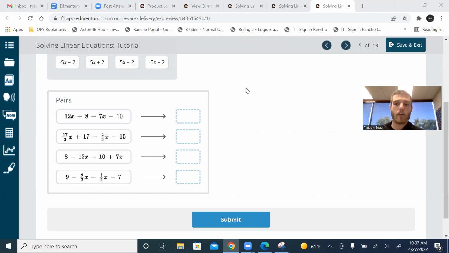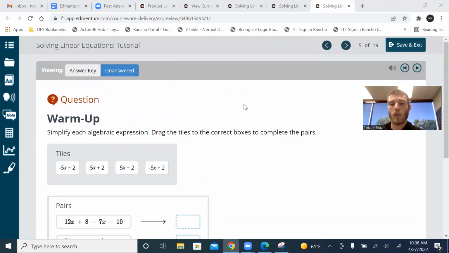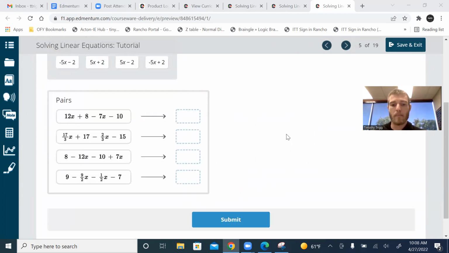You'll be offered 5 of the 20 questions that I'm going to go over, and you have to get 4 out of 5 correct on the mastery test. But with that, hopefully you're on the tutorial. This is the solving linear equations tutorial, and you can go ahead and just move to page 5. That's where the lesson really starts. Go ahead and give these a try, but if you need help, I'm going to go over this.